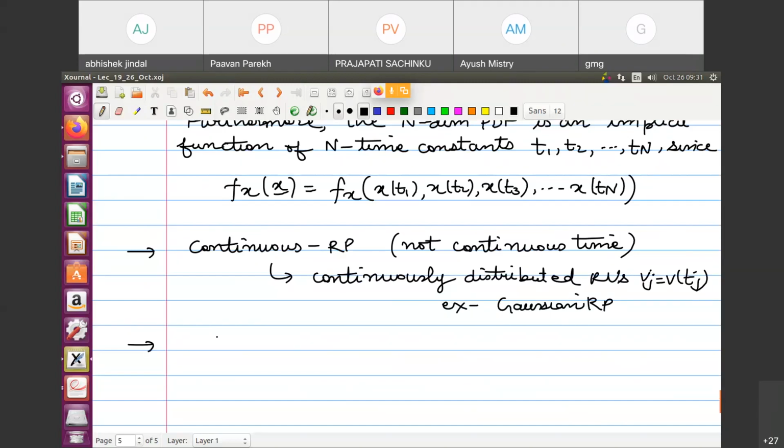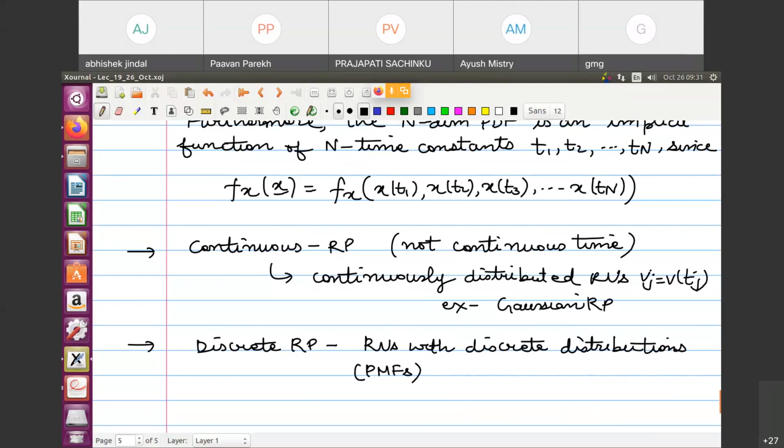The second is the discrete random process. Obviously, it will lead to random variables with discrete distributions, and they can be well characterized by PMFs, that is, probability mass functions. I would write PMFs in brackets, and this should be PDFs, so that there is some brushing up of concepts from probability theory.